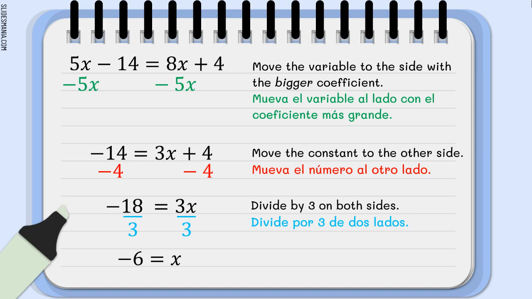-6 is equal to x. That is the same as saying x is equal to -6. Es el mismo de x es igual a -6.